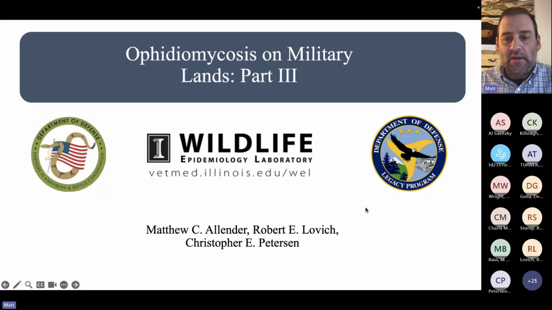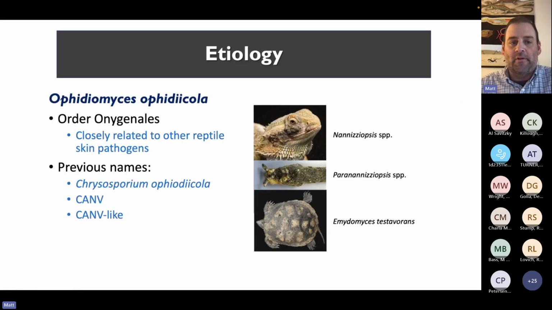So ophidiomyces is a fungus in the order Onygenales. It's close to all of these other reptile pathogens that you see here, Nannizziopsis, Paranannizziopsis, which those of you that are working in the Northwest are seeing a lot more Paranannizziopsis in wild populations. Just like with all of the other bacterial and fungal taxonomy, the names have changed over time. But the organism hasn't, the names have changed.